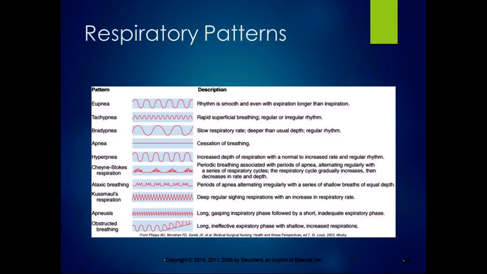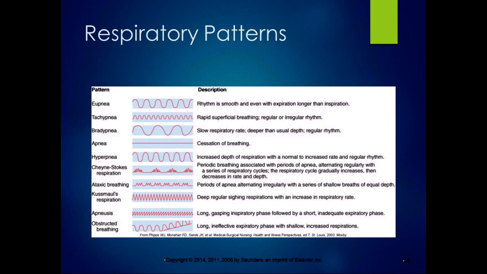Eupnea is smooth and even with expiration longer than inspiration. Tachypnea is rapid superficial breathing or irregular rhythm. Bradypnea is slower respiratory rate, deeper than usual depth with irregular rhythm. Apnea is cessation of breathing. So when they talk about sleep apnea, it's when you stop breathing when you're asleep. Usually you start again spontaneously, but that's another subject. Hyperpnea is increased depth of respiration with normal to increased rate and regular rhythm.